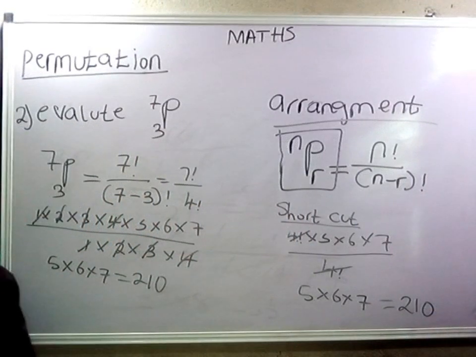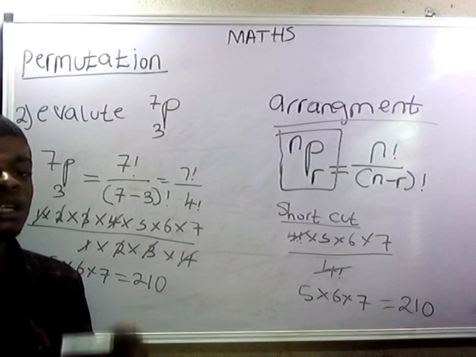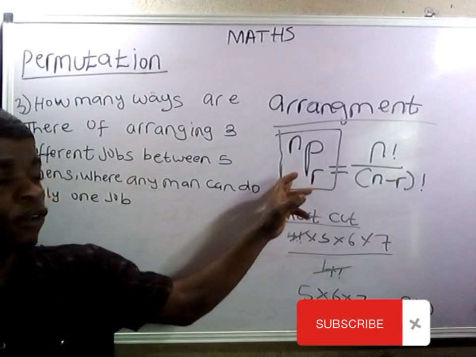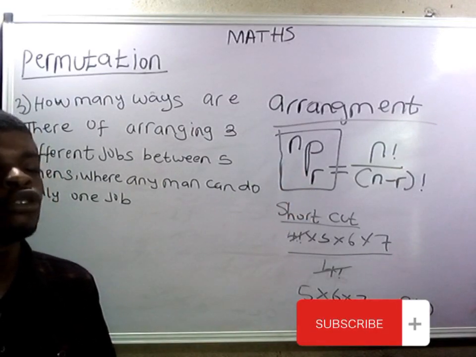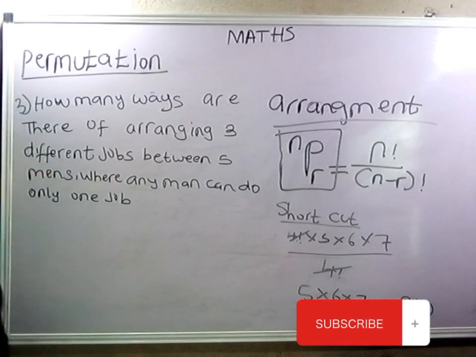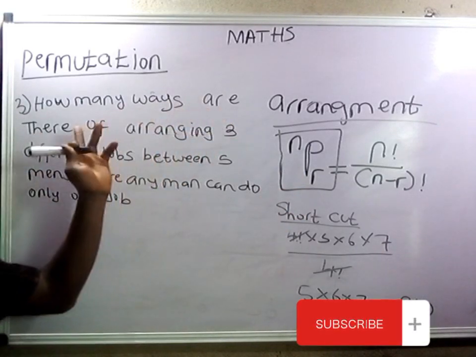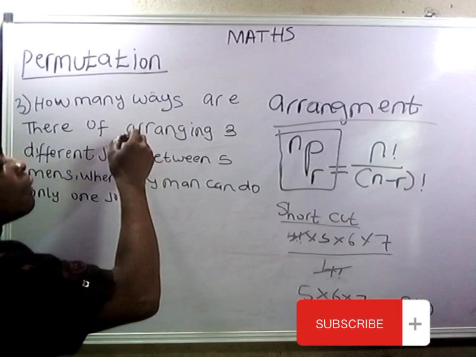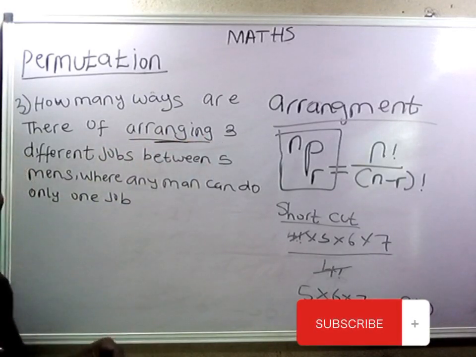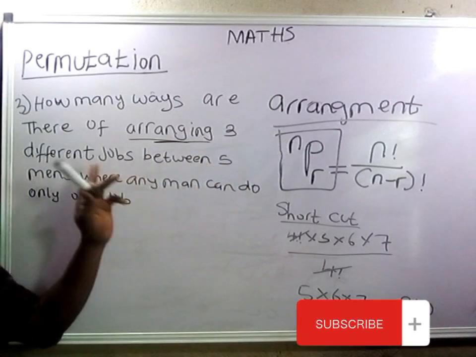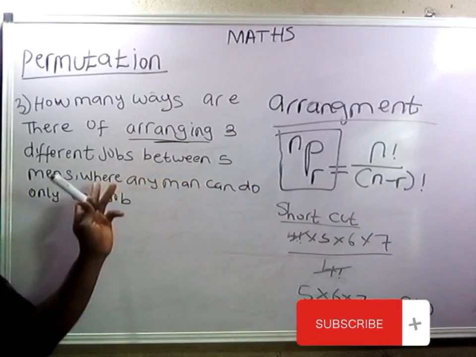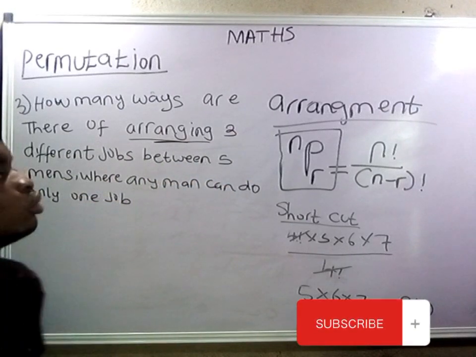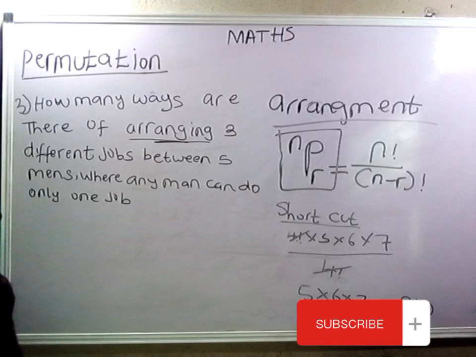So let's take question 3 pertaining to this video lesson. In this question, we're not given in this form, we're given in a statement. So we have to interpret it. How many ways are there of arranging 3 different jobs between 5 men, where any man can do only one job? I told you earlier, when you see the word arrange or arrangement, you know that's under permutation. So solution.